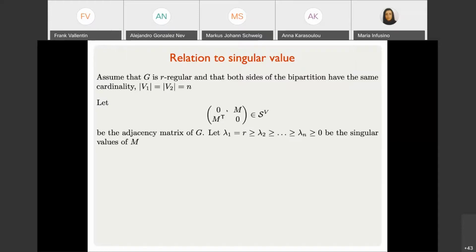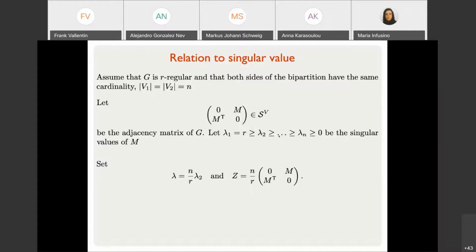And we look at the singular values of the block matrix M. The first singular value is equal to R, and then the singular values are in decreasing order, and the smallest one is greater or equal to 0. So these are the singular values of M. If you maybe don't like singular values, you can also talk about the eigenvalues of the entire matrix, and then the eigenvalues of the entire matrix are plus minus the singular values of M. Straightforward computation. Okay, but we have singular values of M.